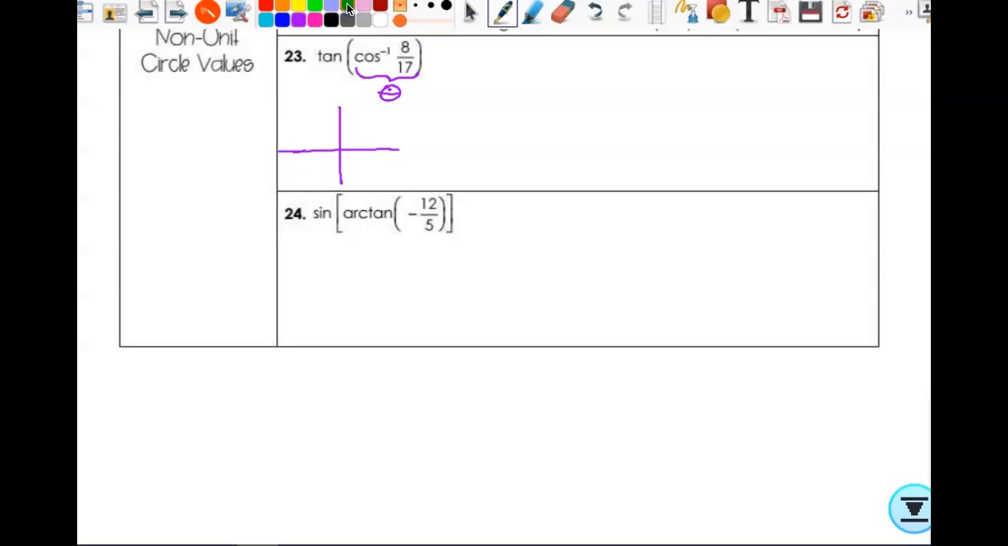So 8 over 17, that's positive. And cosine, we're only using quadrants 1 and 2 anyway. So I know this is a first quadrant triangle. This is my theta, right? And cosine is x over r. So this is 8 and this is 17. And then I need to find y. I'm going to say 8 squared plus y squared equals 17 squared. And then it's a Pythagorean triple, so I'm just going to tell you that y is equal to 15.